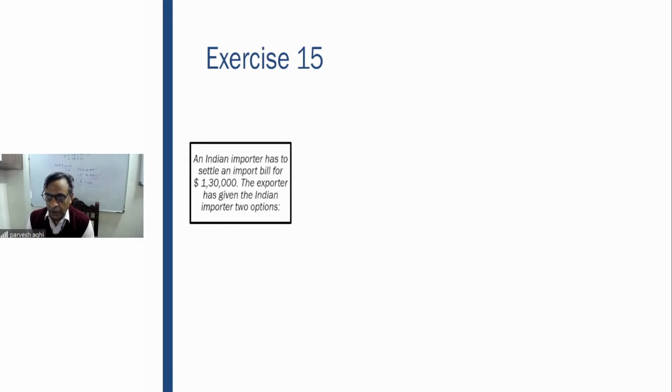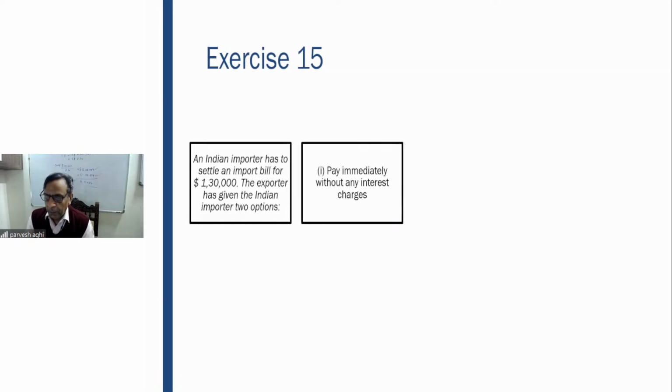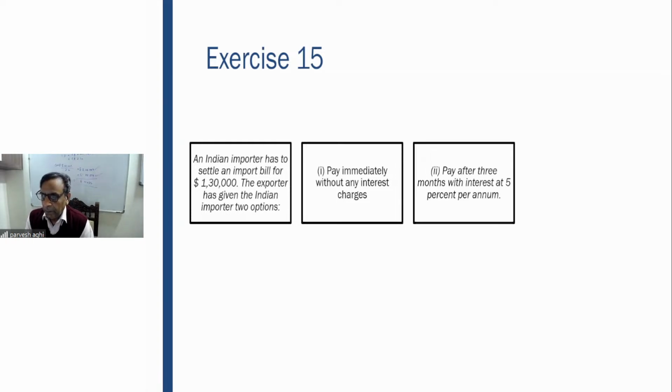An Indian importer has to settle an import bill of $130,000. The exporter has given the Indian importer 2 options. There's an Indian importer. He has to pay $130,000. So the exporter has given him 2 options: pay immediately without any interest charges, or pay after 3 months with an interest rate of 5% per annum. So this is the second choice.